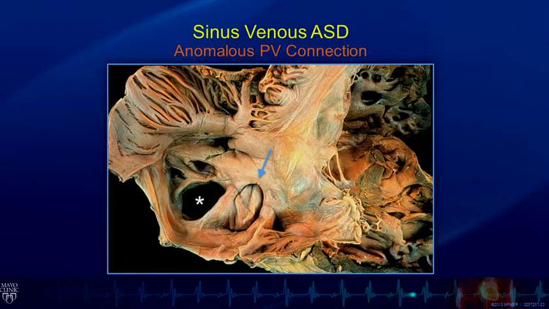In this pathology image, we're looking at the heart from the right side. Right atrium on the left side of the panel, right ventricle on the right side of the panel. The blue arrow demonstrates the region of the fossa ovalis membrane, where the secundum atrial septal defect would be located. The asterisk demonstrates the location of the sinus venosus atrial septal defect. And indeed, we'd look for anomalous pulmonary veins, which are not well demonstrated on this pathology image.